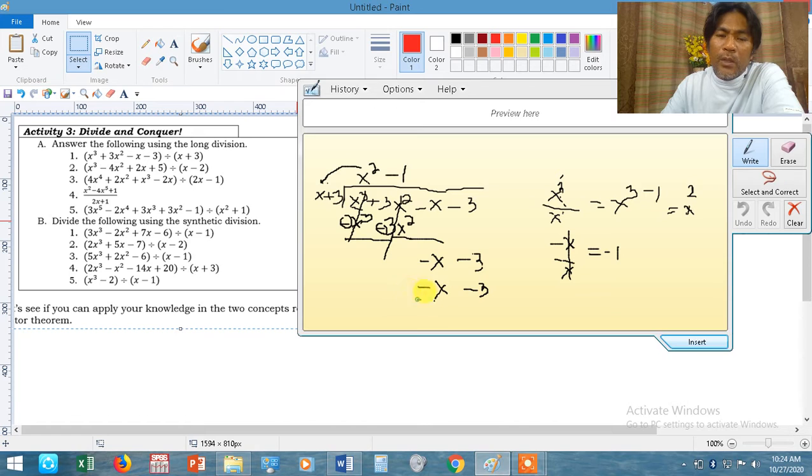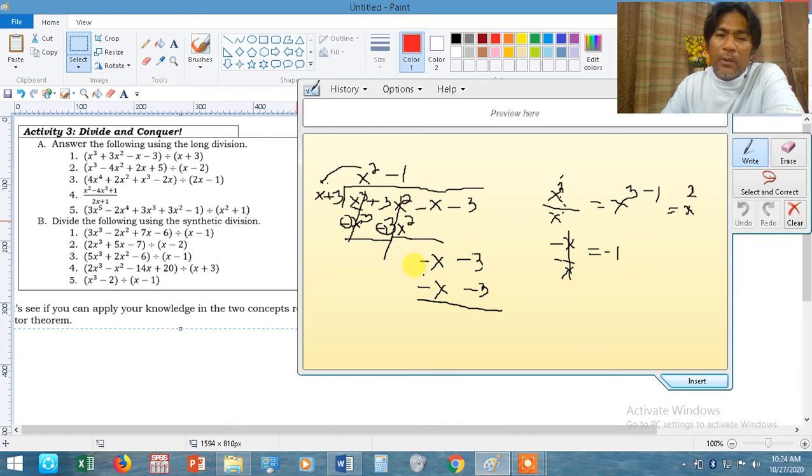Remember, when we subtract, we have to change the sign of the subtrahend. So this will become positive. Change sign. So this will be cancelled out. So this will be 0. Okay.